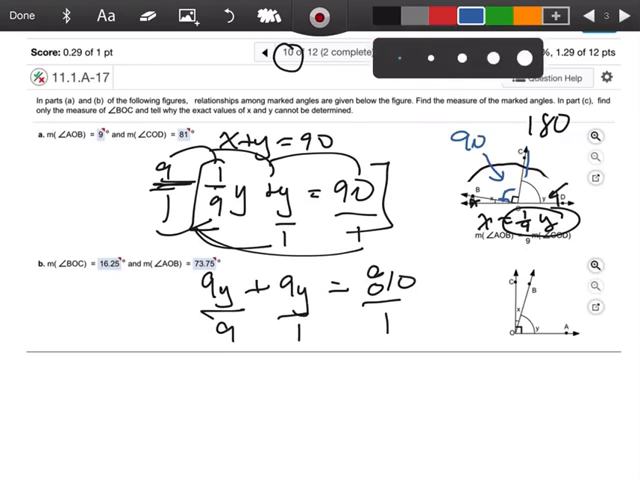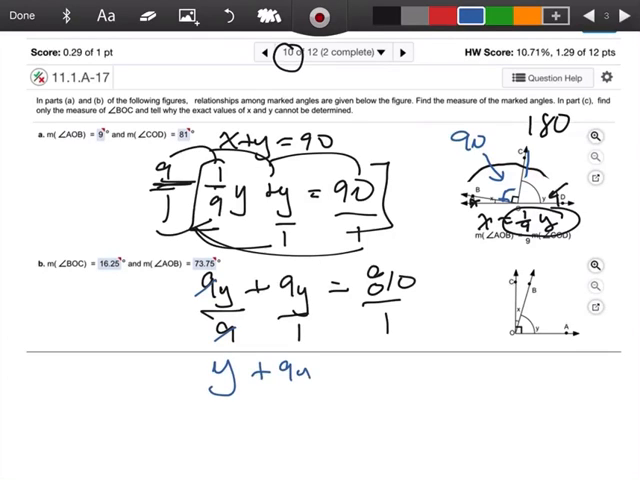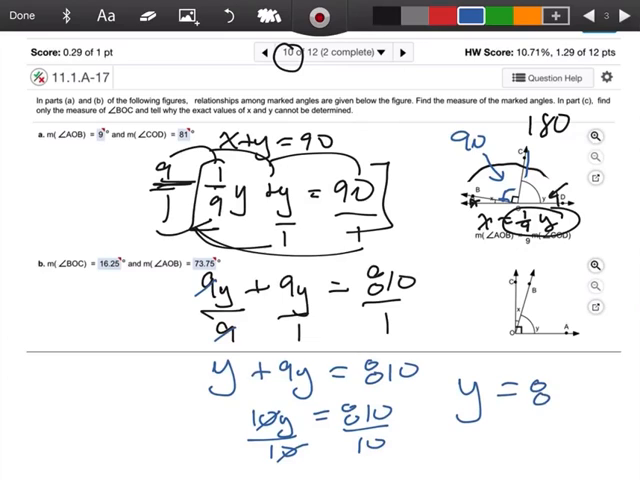Now we can start reducing. So these 9s will cancel. That'll just leave me with a Y plus a 9Y equals 810. That adds up to 10Y equals 810. So when I divide both sides by 10, I come up with Y is equal to 81 degrees, right?